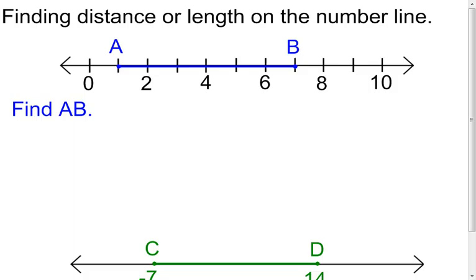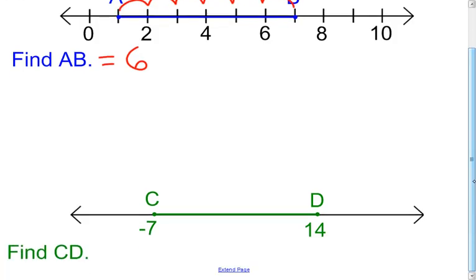The first one I want to find, notice, is the length of segment AB. That's what the blue is saying there. Now, a lot of you are just going to go, well, I'm just going to count. I'm going to start here at A, kind of where it starts. There's 1, 2, 3, 4, 5, and 6. And yeah, the length of segment AB definitely equals 6. Not a problem. Great idea. Find something easy that works.